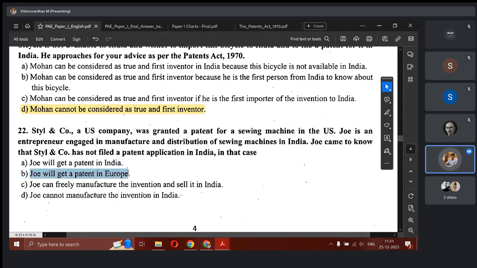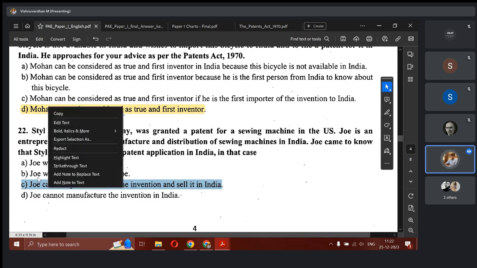Then Joe will get a patent in Europe. Again, I don't think so unless he gets the assignment right from Style and Co. Otherwise, he can't go for a patent in Europe. Joe can freely manufacture the invention and sell it in India. This is completely true because the patent rights that Style and Co. have in the US do not extend to India. So till they come to India and file the application and get it published, nobody can stop Joe. Joe cannot manufacture in India. This is not true because the patent rights don't protect the invention in India. So the answer has to be C. Let us lock the answer.